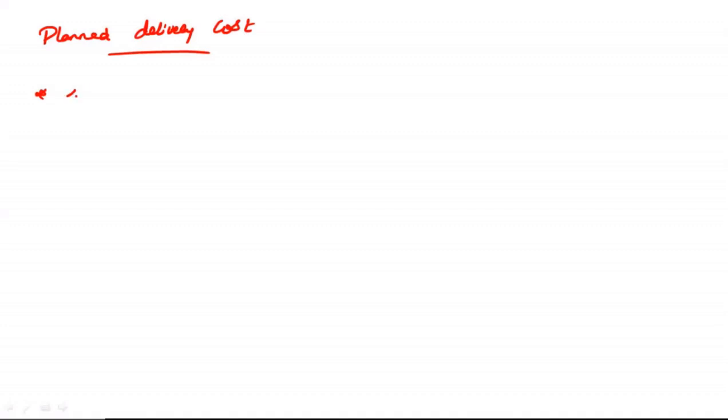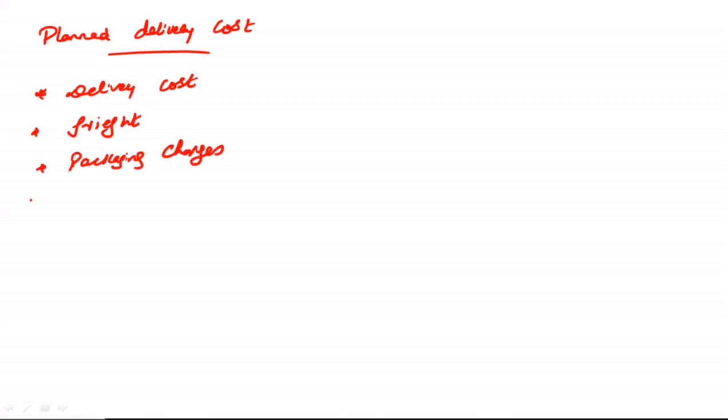So one is the delivery cost, the transportation cost, the freight cost, packaging charges, insurance charges. So there are some common ones. Maybe the business could have another component as well. Depending on the business, the planned delivery cost keeps on changing based on the business requirement. So all these components are set together in the pricing procedure.